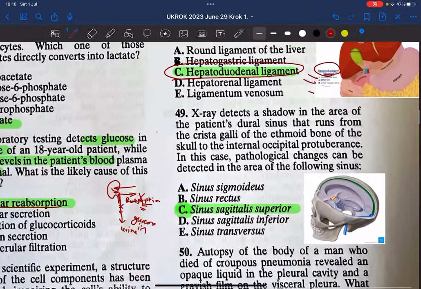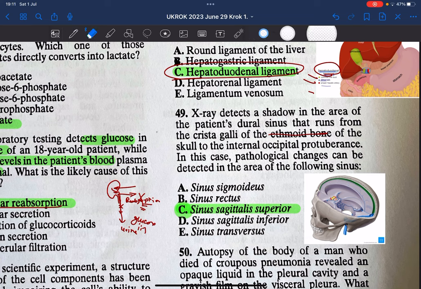Here we have an X-ray that detects a shadow in the area of the patient's dural sinus that runs from the ethmoid bone to the internal occipital protuberance. In this case, what is this? From the ethmoid bone, it's related approximately here to the occipital area. This is, in my opinion, the superior sagittal sinus, a sinus that collects veins from the upper part of the head.